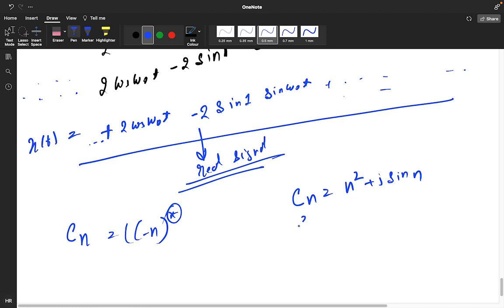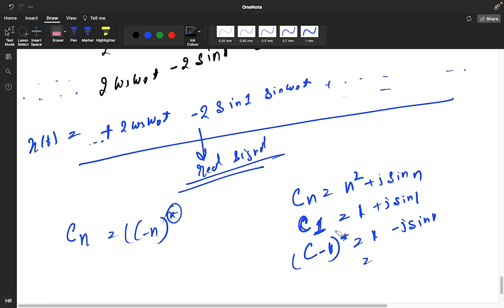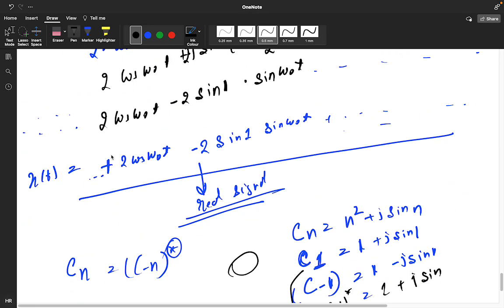So C of n means if I am putting C of 1, I am getting 1 plus j sin 1. If I am putting C of minus 1, I am getting 1 minus j sin 1, since sin of minus 1 becomes negative. But if I take the conjugate of this, I will get the same result, 1 plus j sin 1. So this is coming equal to this, and this is possible in a real signal. So after the expansion, this signal will be real only.